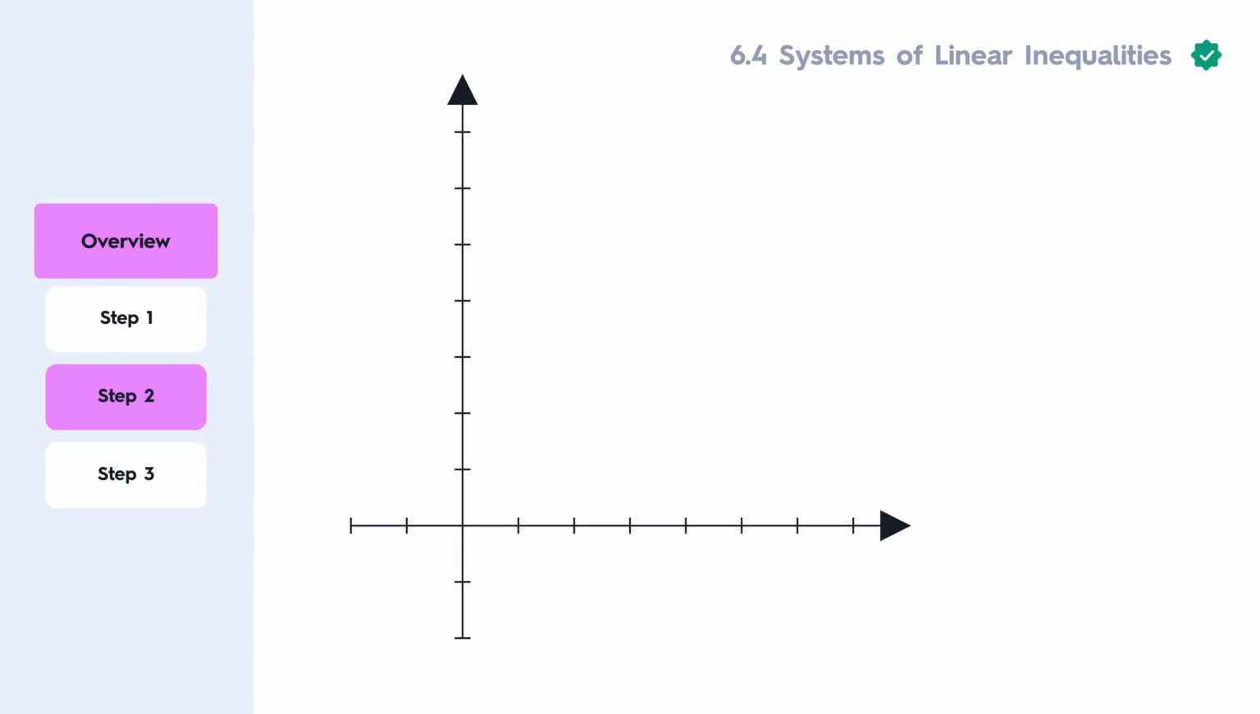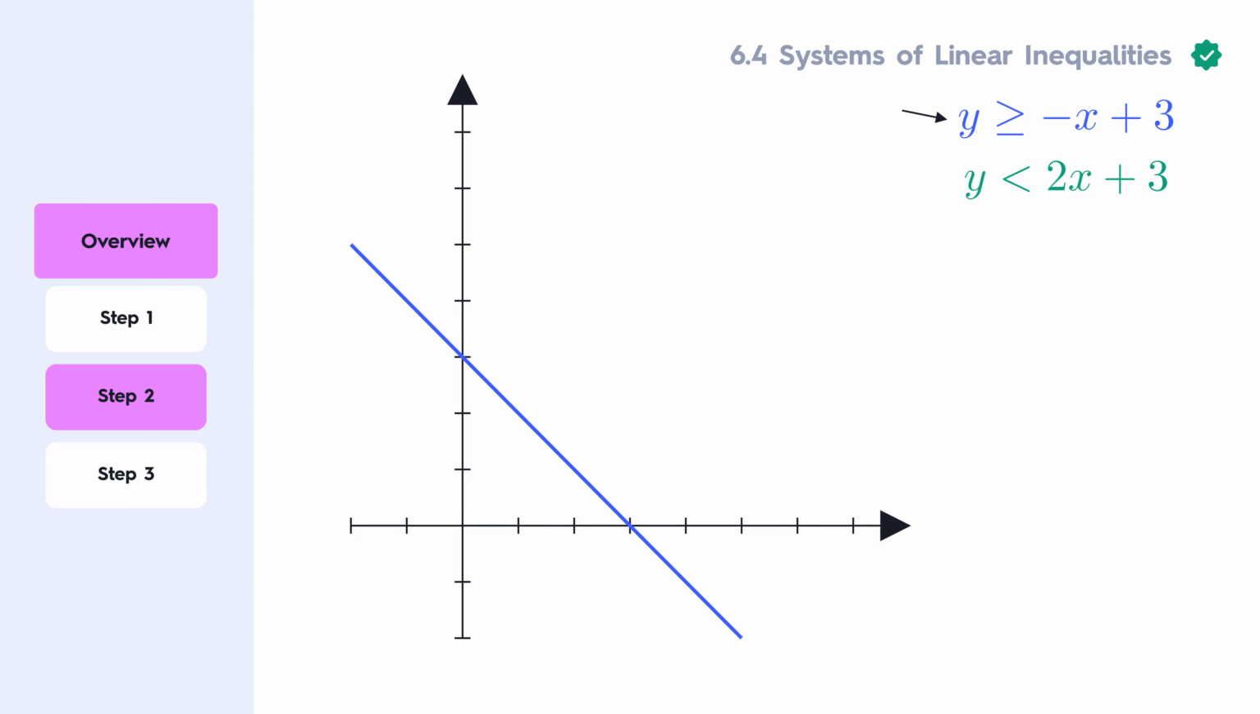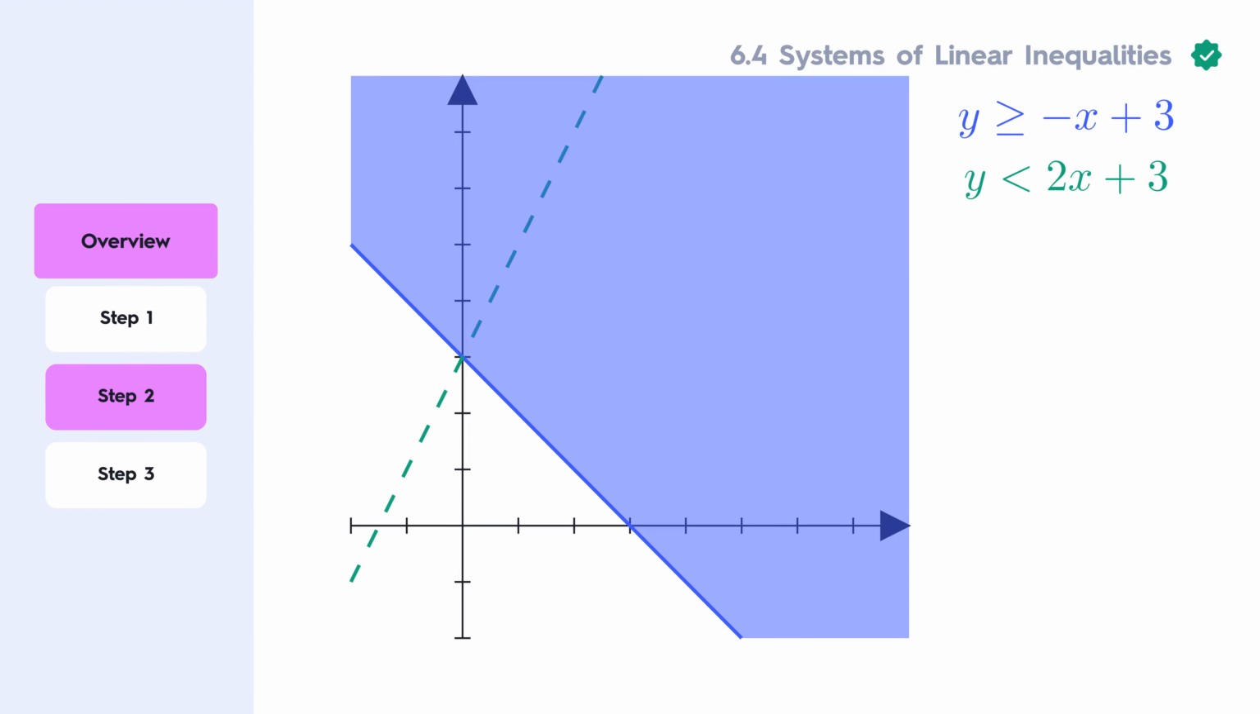After translating each condition, we'll graph each inequality one at a time. Let's say we have these two inequalities. For each inequality, we will first draw the boundary line. Use a solid line for greater than or equal to and less than or equal to, meaning the boundary is included in the solution. Use a dashed line for greater than and less than, meaning the boundary isn't included. Next, we shade the solution region by determining which side of the boundary line represents the solution by testing a point, like (0, 0), unless it's on the line.